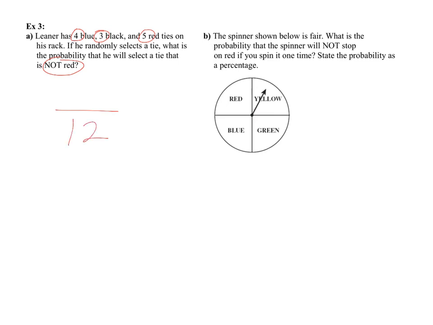What is the probability that he will select a tie that is not red? So how many ties are not red? We got the blue and the black, so that's a total of 7. All right, so there's our probability, 7 out of 12.